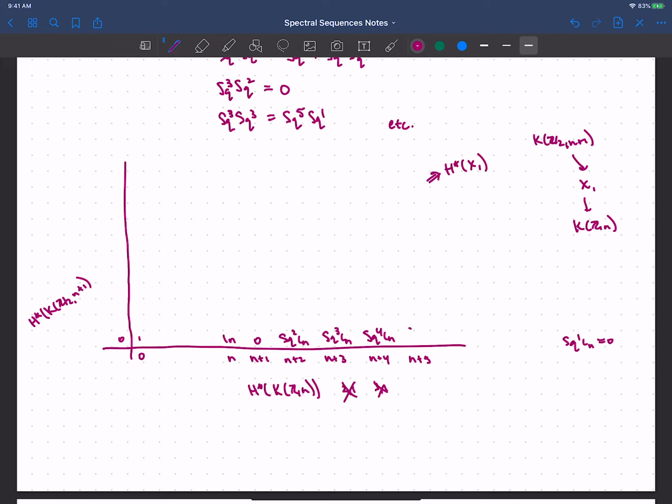Let's go out to n plus 5, where we have Sq^5 ι_n. Now, there should be Sq^4 Sq^1. Oh, but Sq^1 ι_n is 0. There should be Sq^3 Sq^2. Oh, but Sq^3 Sq^2 is just 0 on its own, so that's not interesting. And then we're down to Sq^2 Sq^3. That's not admissible. Okay, great.